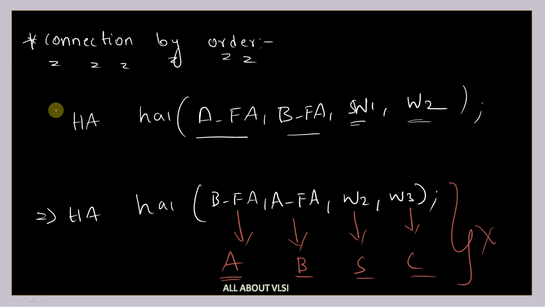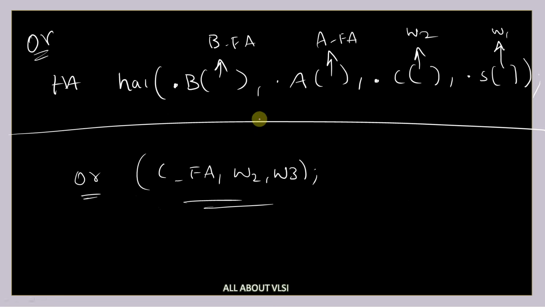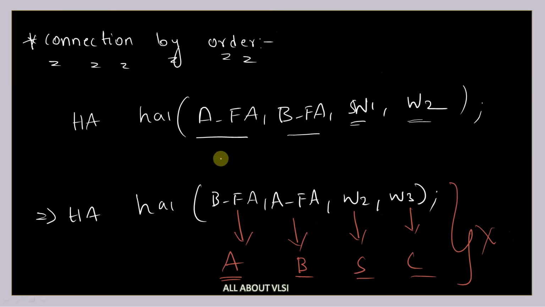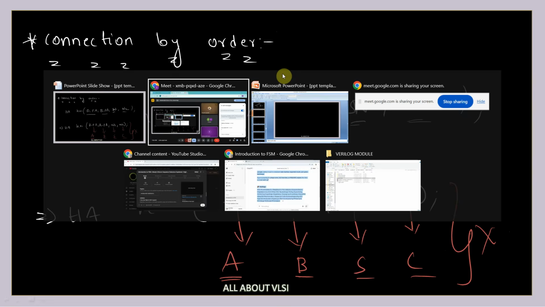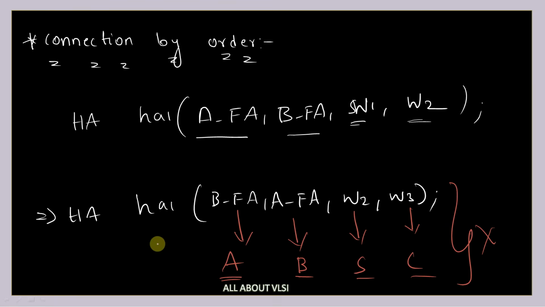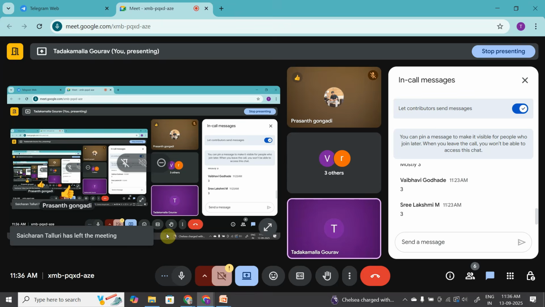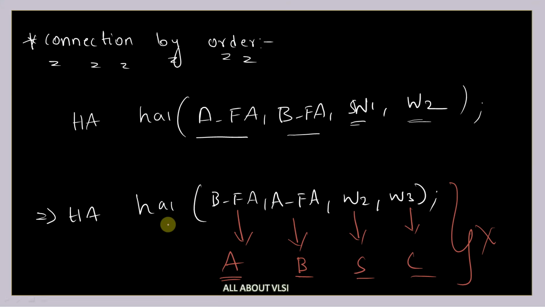And if you don't find connection by order simple, then you can follow connection by name. Connection by name assures that you are making correct connections. So this is connection by name, connection by order, and port connection rules. Is it clear? Any doubts or queries on this? Great. Now let us see one example.